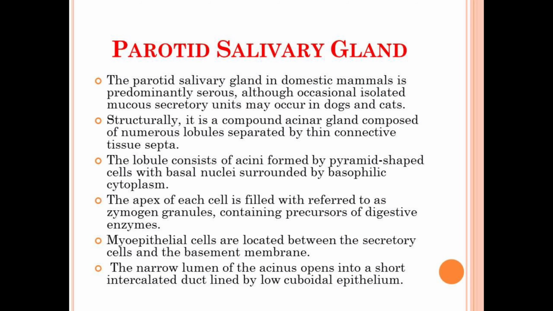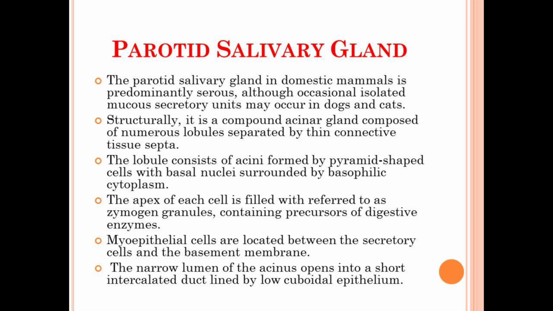Talking about its structure, it is a compound acinar gland that is composed of numerous lobules separated by thin connective tissue septa. Just imagine a bunch of grapes hanging in jelly, or a flask-shaped structure with a large lumen. This resembles the structure of the parotid salivary gland. The lobules are the divisions of the salivary gland, which consist of different secretory products and are separated by a thin connective tissue septa or membrane.